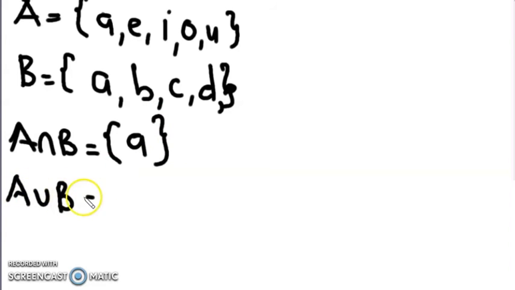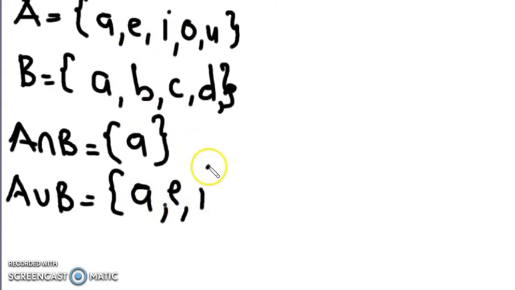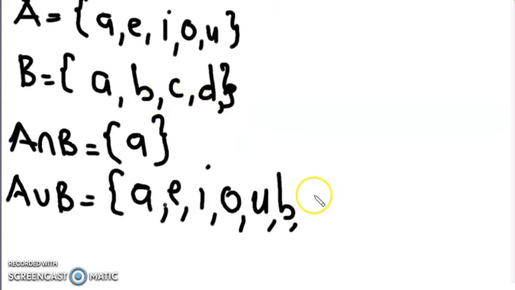A union B are elements that are in A or B. We have A here, we have E, we have I, O, U. We have A here, but A has already been written because the elements are distinct. We do not repeat them. The next element is B, and then C, and then D. So you could pause the video and reflect on this a little.